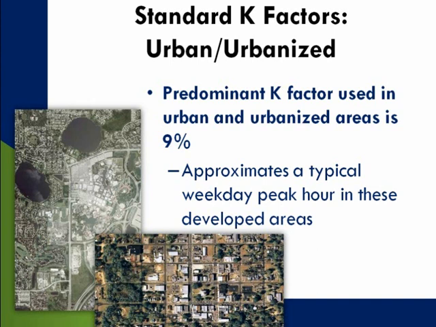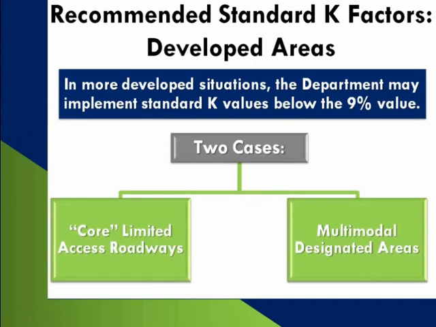What I did here was simply present the predominant K factor that we would be working with in the urban and urbanized areas. Essentially, it's 9%. The way to think about this 9% is that would be about a typical weekday peak hour volume compared to an AADT. So, yeah, it's a typical weekday volume. That would be the way to think of it. And it's approximately 9%.